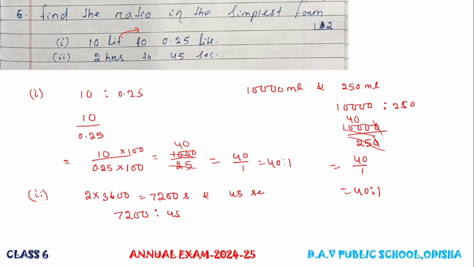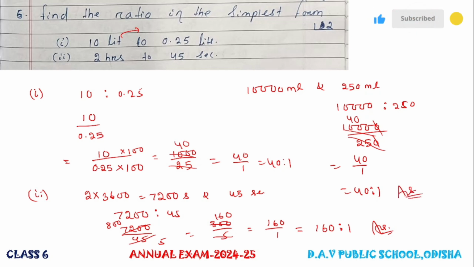Yes or no? Now 7200 divided by 45, cancel. 9 8s are 72, 9 5s are 45, then 5. Now 800 divided by 5, 16, then 0, 0. That is 160 divided by 1, that is 160 is to 1. Right answer.